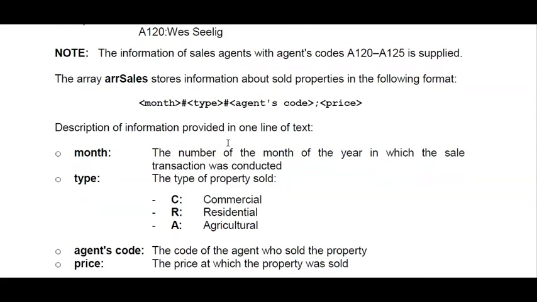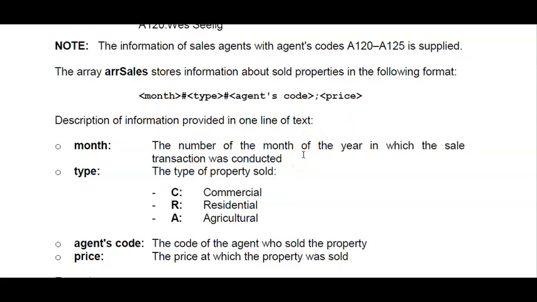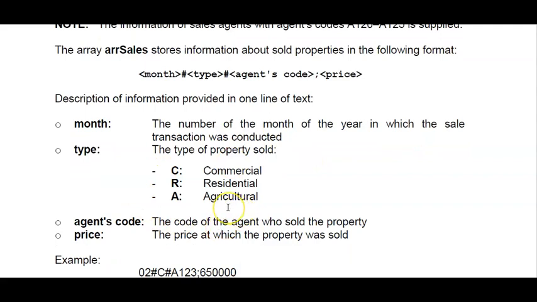of each agent. They always give you the format of the arrays or even text files. We start with a month number, a hash, and then the type. Now the type is going to be a single character C, R, or A, depending on if the property was a commercial, residential, or agricultural property. Then the agent code that would match up with the code in that array there. And then the price at which the property sold. And then they just explain to you more.